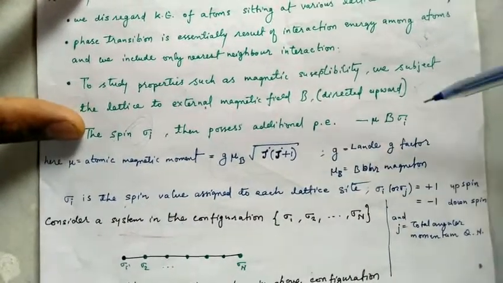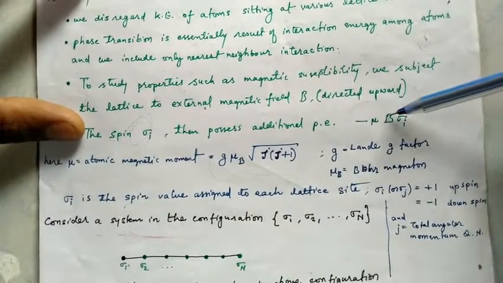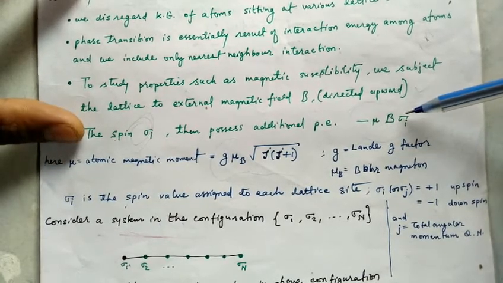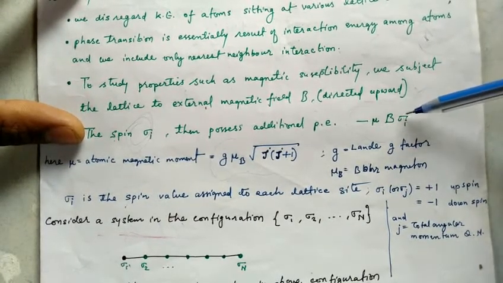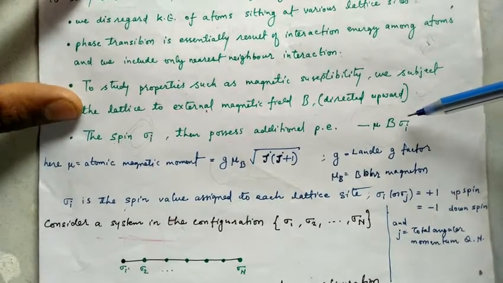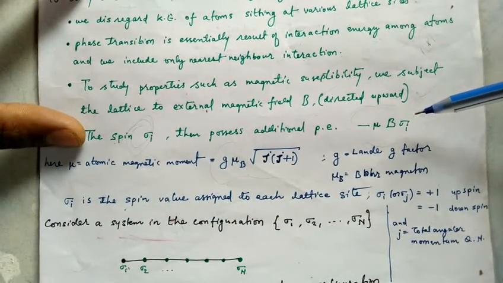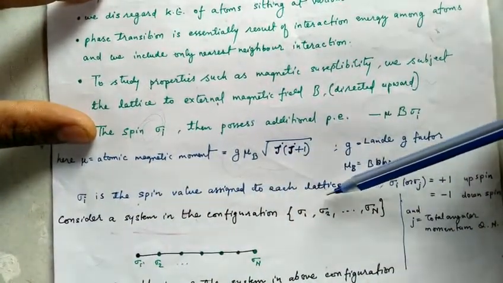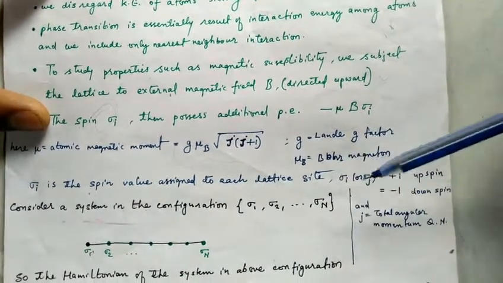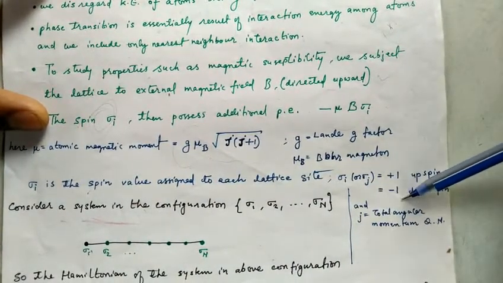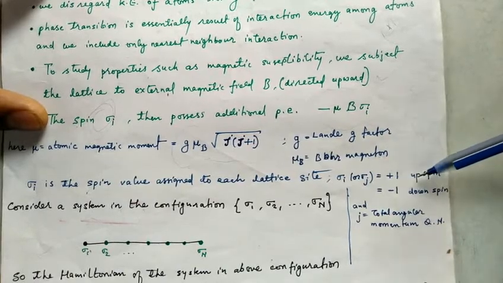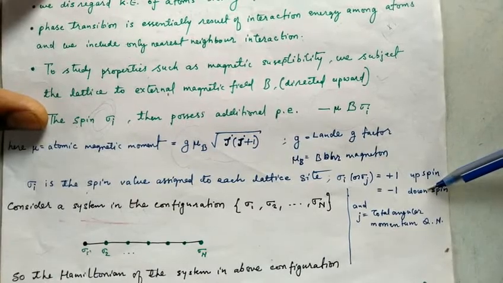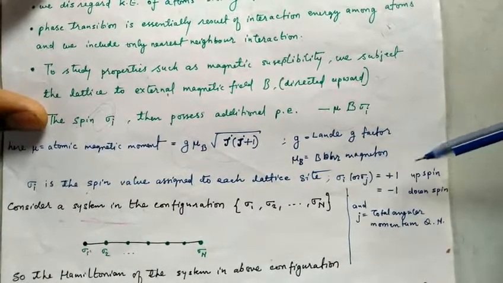The other quantity in this formula is the magnetic field B, and the third important thing in this expression is sigma_i. Sigma_i is the spin of the atom that sits at the lattice site, so sigma_i is the spin value assigned to each lattice site. This sigma_i can be +1 or -1. Sigma_i is +1 when the spin is up, and sigma_i is -1 when the spin is down. It can be sigma_i or sigma_j, that does not matter.